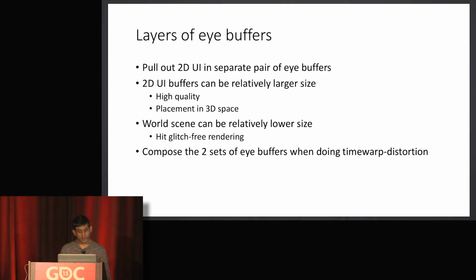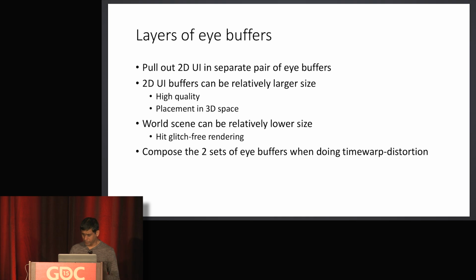And then the world scene can be rendered to another set of eye buffers, and that can be relatively a lower size because it's less important for that, because there's no text or high contrast things in it. And that will enable us to hit glitch-free rendering on the world, which is complex and requires a lot more GPU and CPU horsepower. The 2D UI buffers tend to be relatively low complexity, so it's OK to draw that at a high resolution, and they often tend to get even updated less frequently. And then we can compose these two sets of eye buffers when we're doing time warp and distortion.